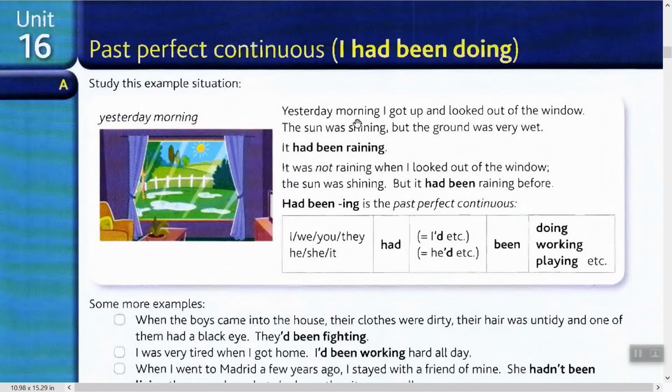Yesterday morning I got up and looked out of the window. The sun was shining but the ground was very wet. So it had been raining. It wasn't raining when I looked out of the window. The sun was shining. You see, all past, but it had been raining. This is the structure.